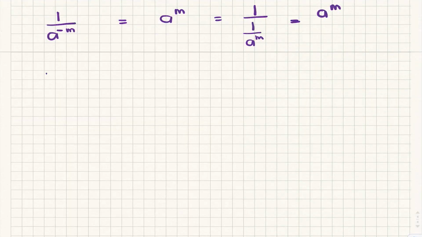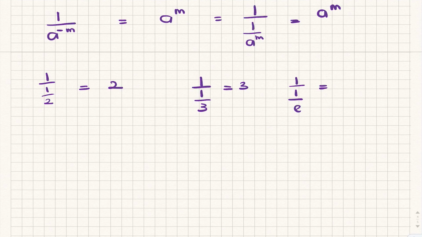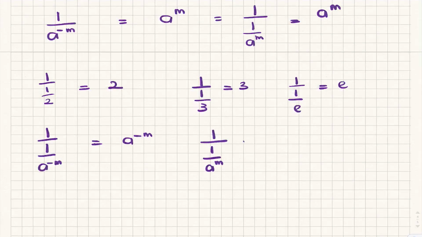Just remember, 1 over 2 to the power of minus 1 is 2, or 1 over 3 to the power of minus 1 is 3. 1 over e to the power of minus 1 equals e. Likewise, 1 over a to the power of minus m equals a to the power of m, or rather 1 over a to the power of m equals a to the power of minus m.